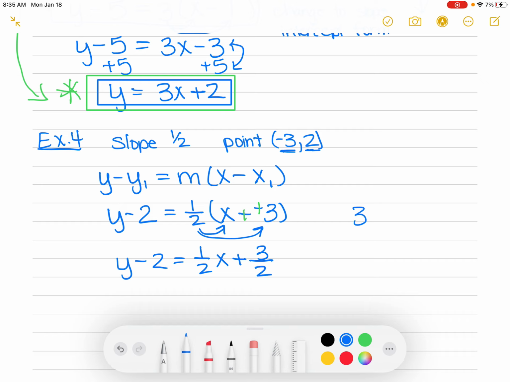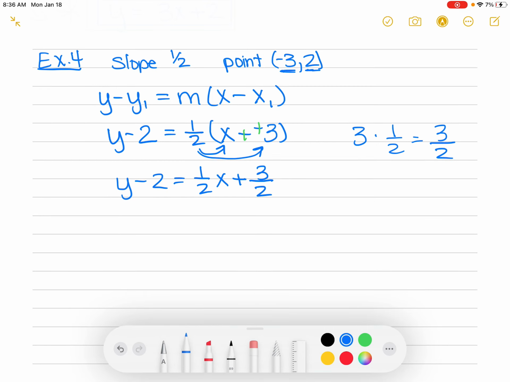3 times 1/2 is 3/2. Okay. Do not do any decimals. Remember, I don't want these changed to decimals. Okay, now I'm going to add 2 to both sides. And y'all can do fractions on your calculators.